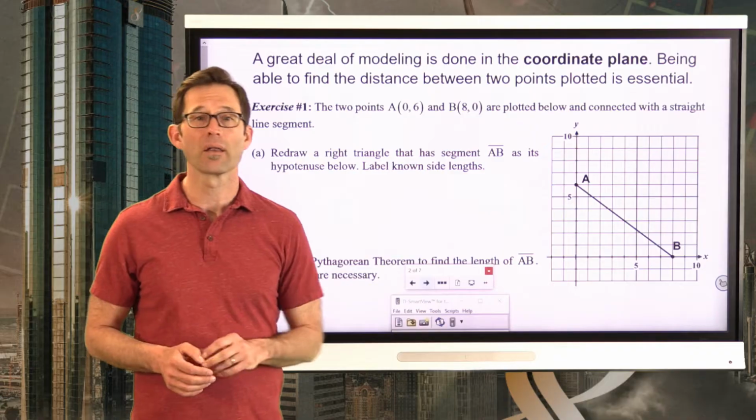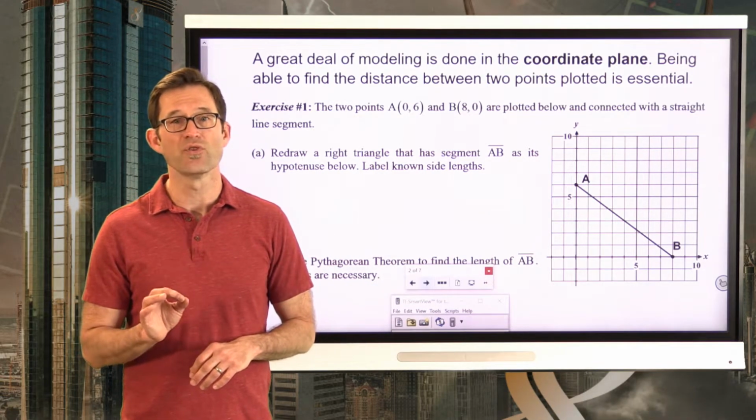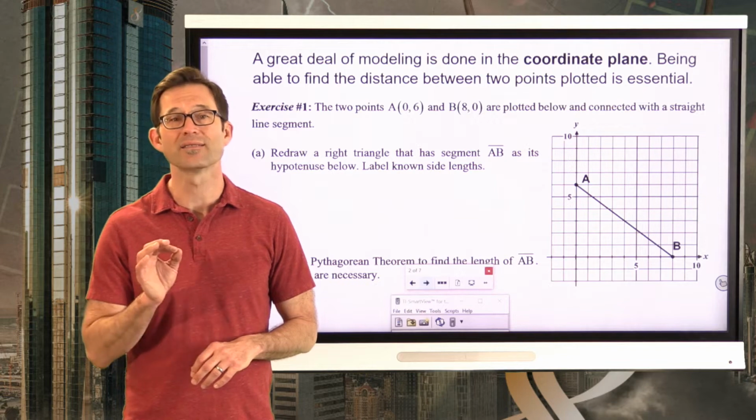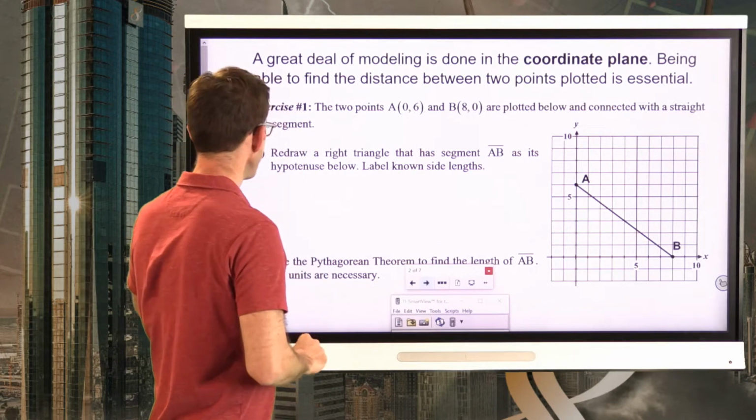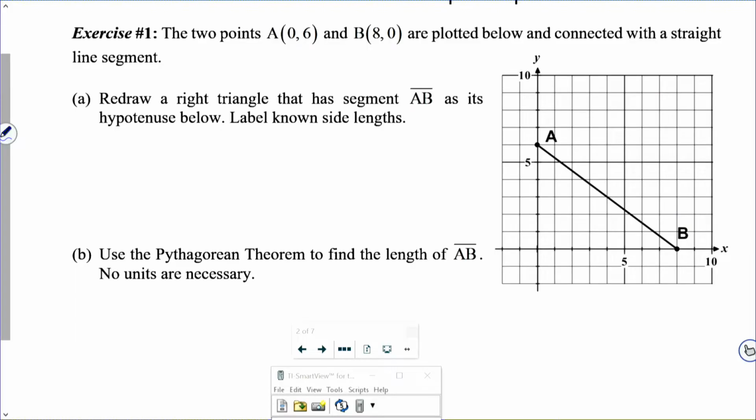Now, a great deal of modeling is done in the coordinate plane. Being able to find the distance between 2 points plotted is essential. Let's start in exercise number 1. Two points, A at 0, 6 and B at 8, 0 are plotted below and connected with a straight line segment. Letter A asks us to redraw a right triangle that has segment AB as its hypotenuse below. Label the known side lengths.